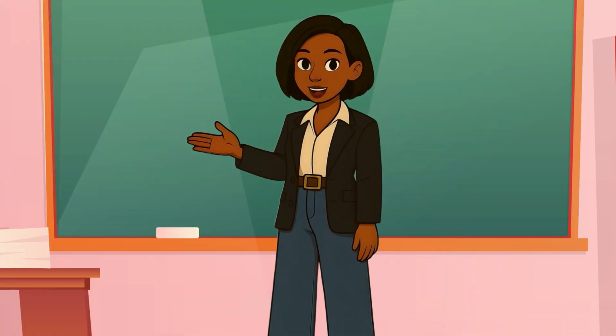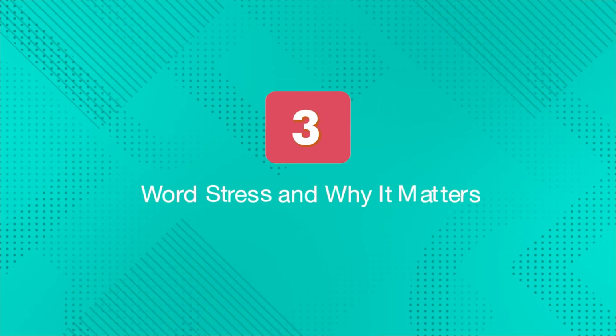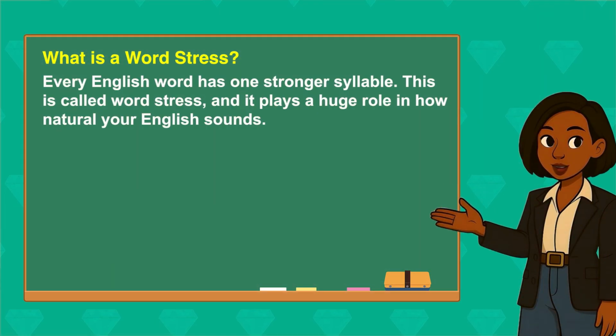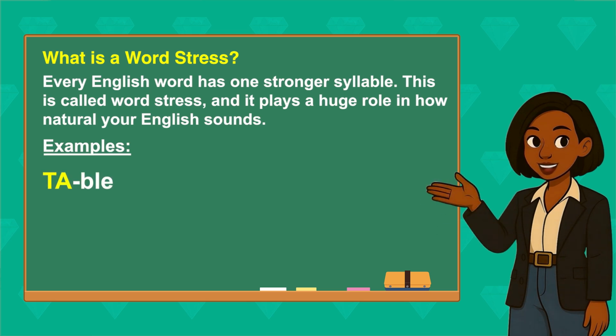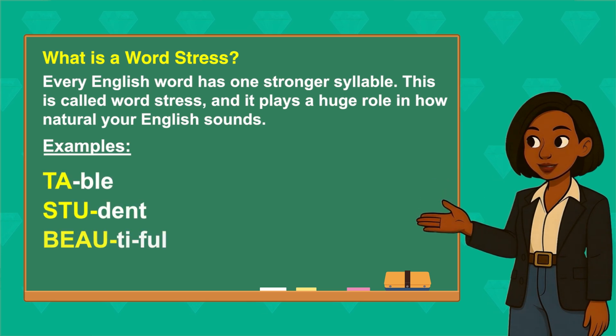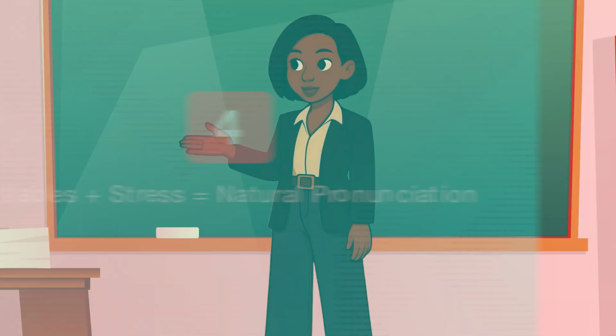This brings us to something that often trips learners up. Even when you know the syllables, a word can still sound wrong. That's usually because of stress. Every English word has one stronger syllable. This is called word stress, and it plays a huge role in how natural your English sounds. Listen to these examples: table, student, beautiful. If the stress is in the wrong place, the word sounds unclear, even if every sound is technically correct. When syllables and stress work together, pronunciation becomes much easier.